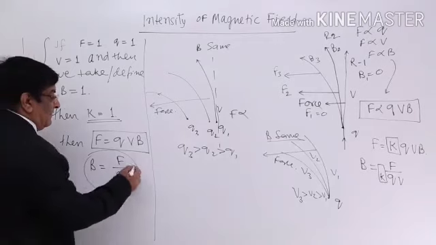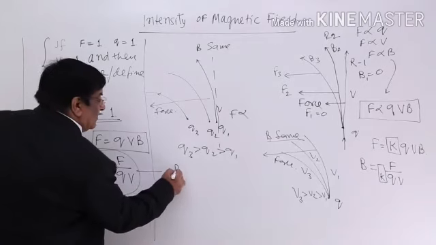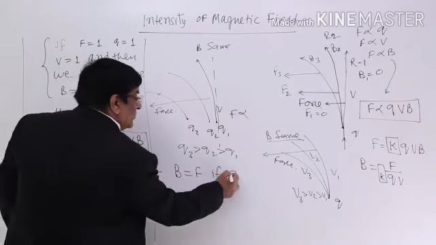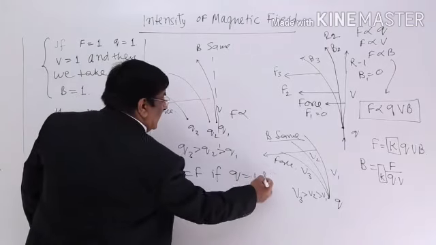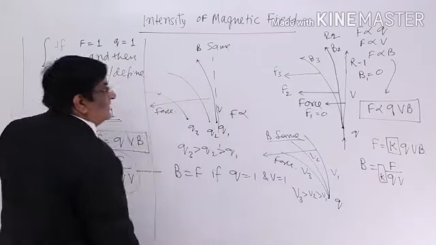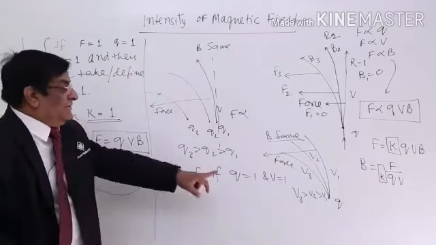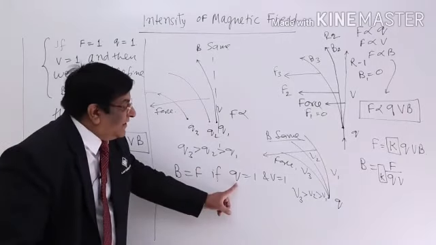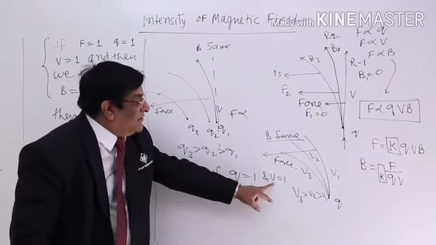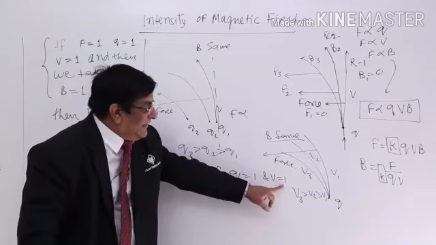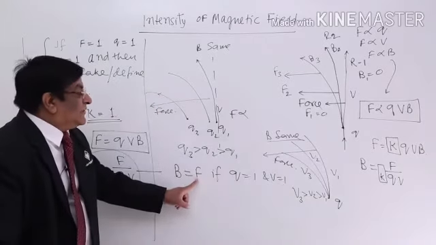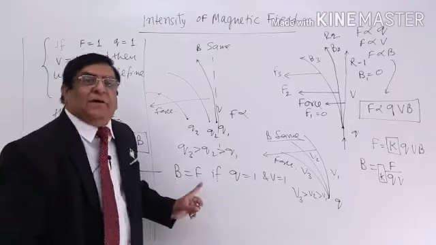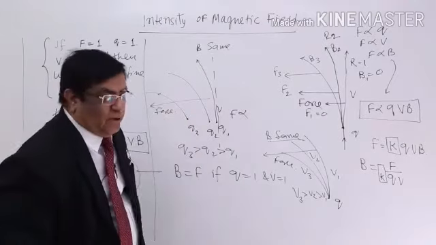How do I define with help of this? B is equal to F if Q is 1 and V is 1. This gives me a definition. What is the definition? If 1 coulomb charge is moving with velocity 1 meter per second, then whatever is the force experienced on the charge is strength of magnetic field at that point, at that location.